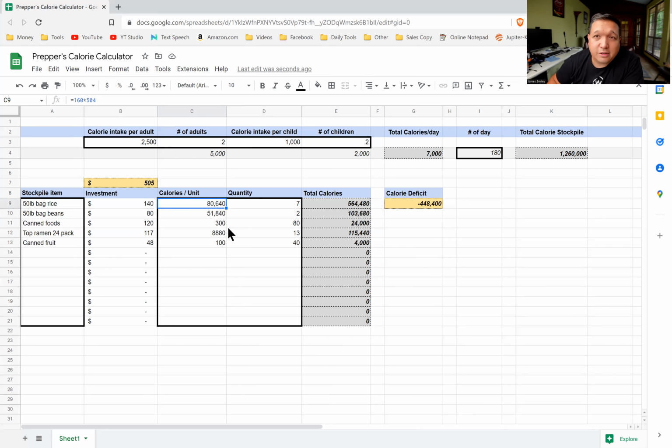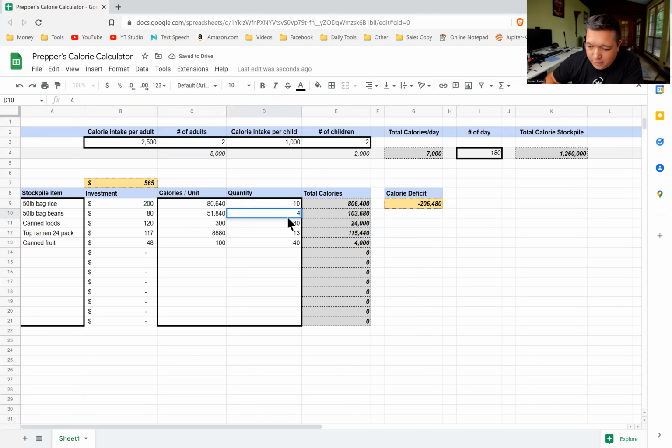By the way, it doesn't have to be rice and beans. You can put whatever you want in the calculator. But so these are 80,000 and 51,000 calories per 50-pound bag. Let's say I have two of those and seven of these. It just tallies it up right here. If I had 10 of these bags, it would tell me what I needed there.